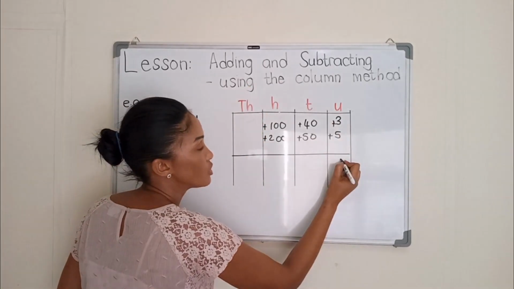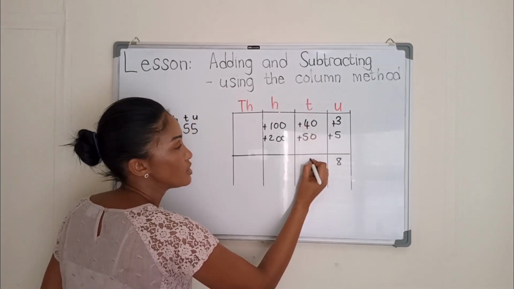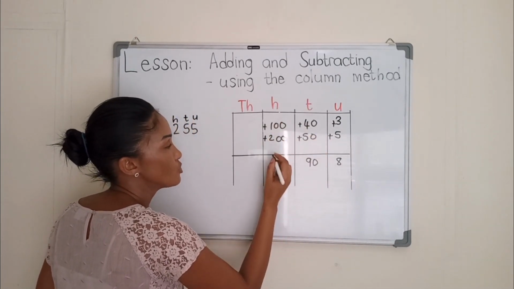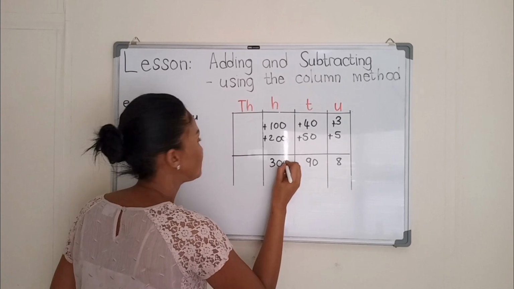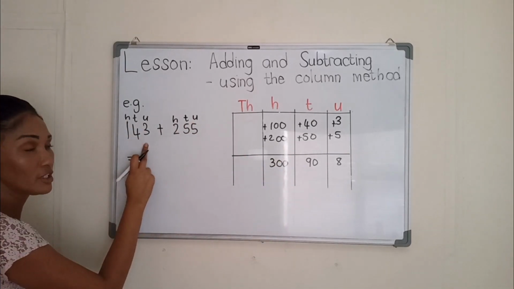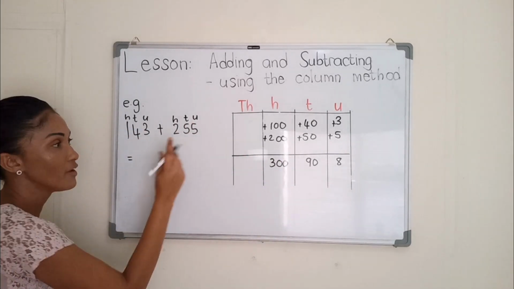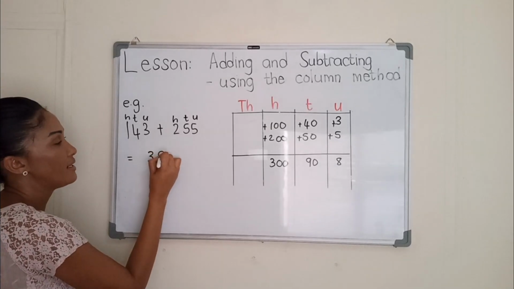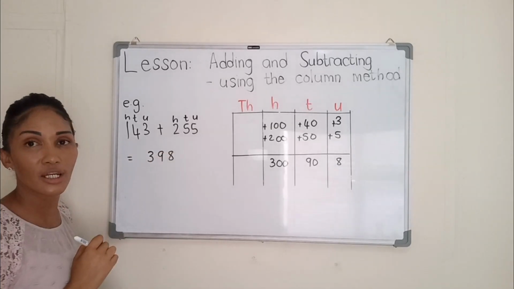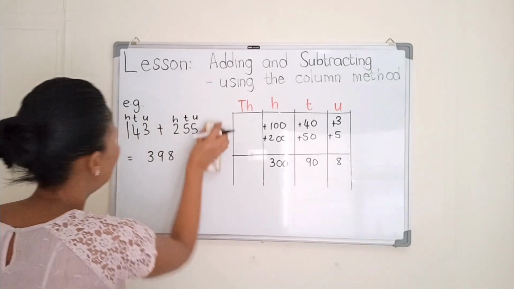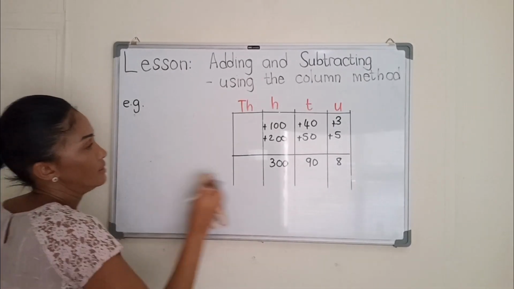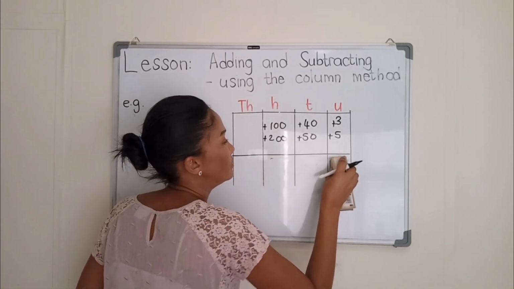So 3 plus 5 is equal to 8. 40 plus 50 is equal to 90. 100 plus 200 is equal to 300. So 143 plus 255 is a total of 398. So let's try another one. Let me just erase here quickly.